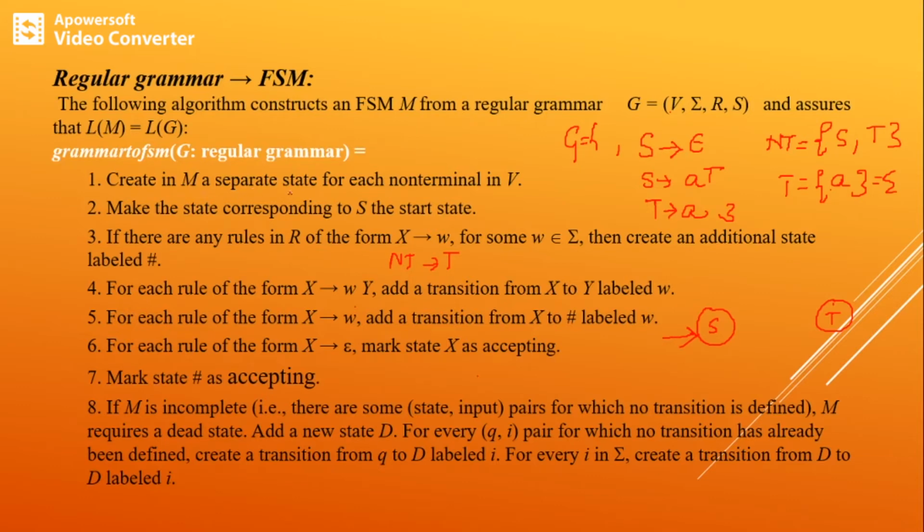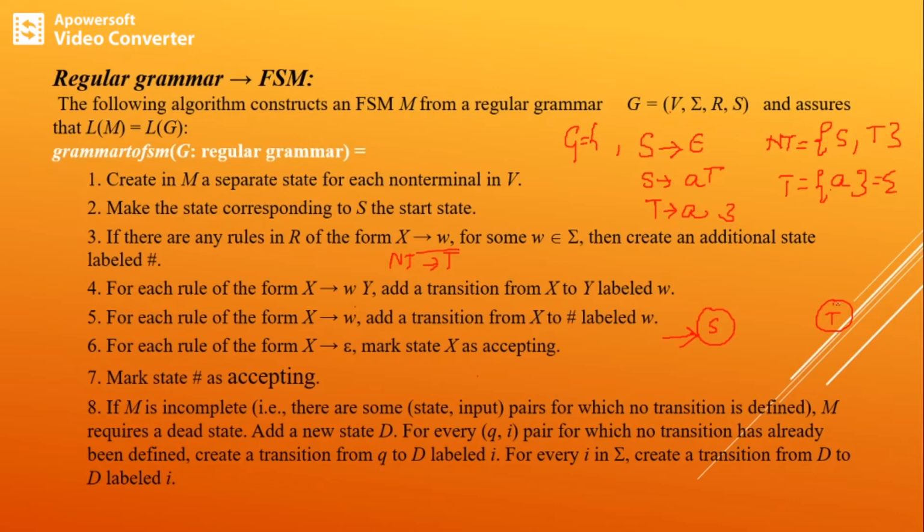Create in M a separate state for each non-terminal in V. Here there are two non-terminals, S and T, so we have to create states for S and T. Now remember, identify the start state from this, and that's why S is the start state. I have marked an arrow towards that particular state. Next we have a rule of the form X gives w. Yes, there is T gives A.